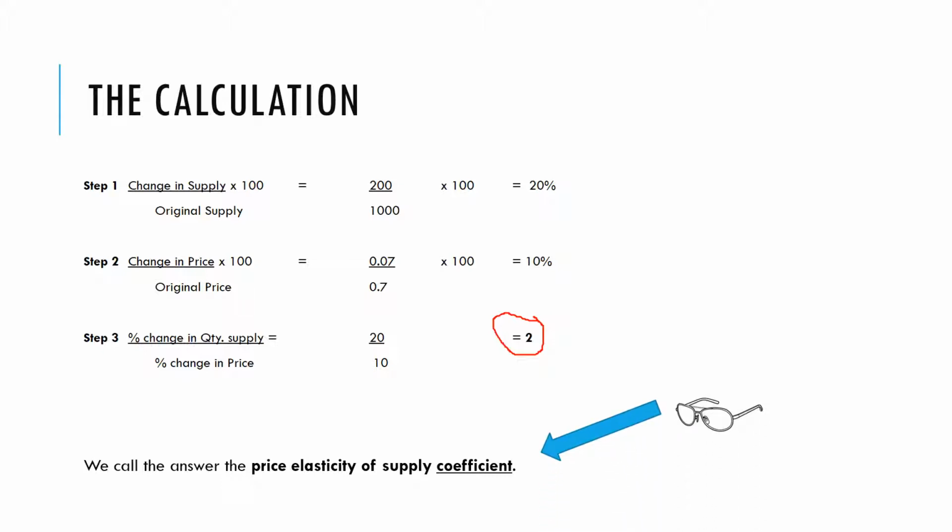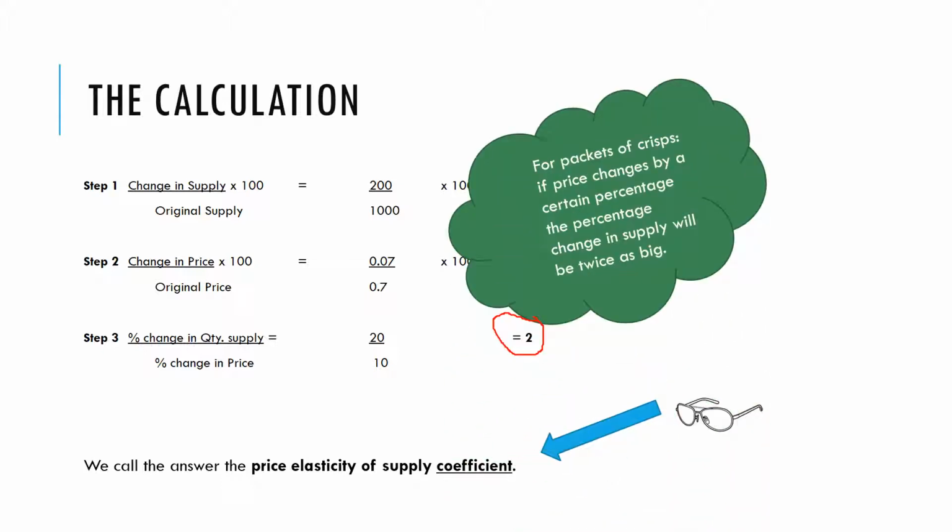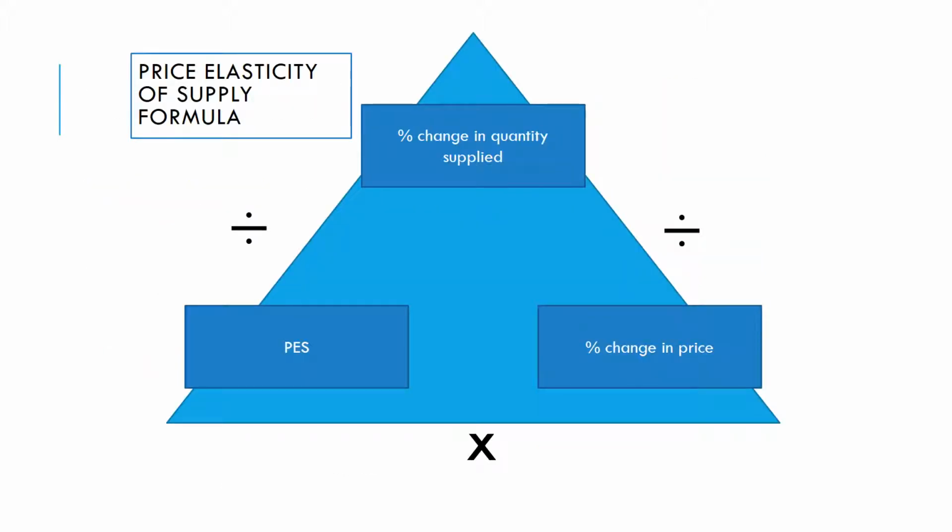So what does that mean? This price elasticity of supply coefficient of 2 means for packets of crisps, if the price changes by a certain percentage, the percentage change in supply will be twice as big. We might again use this triangle to help us work out if we're given the PES and the percentage change in price, we can multiply the two together and then work out what the percentage change in quantity supplied is likely to be.